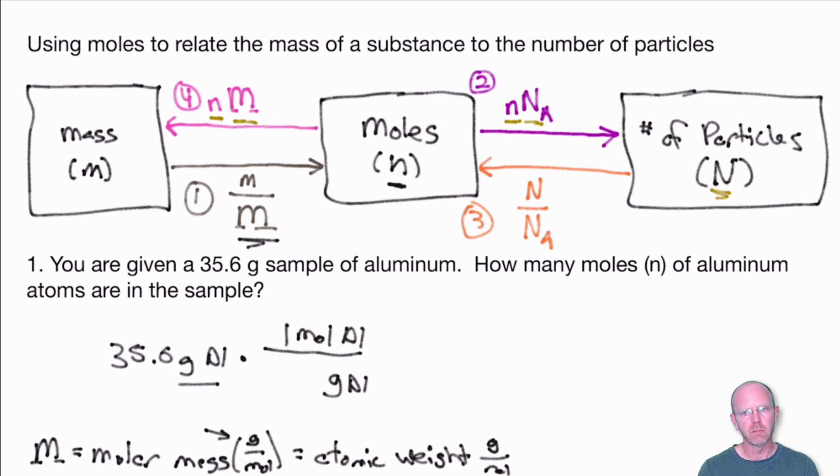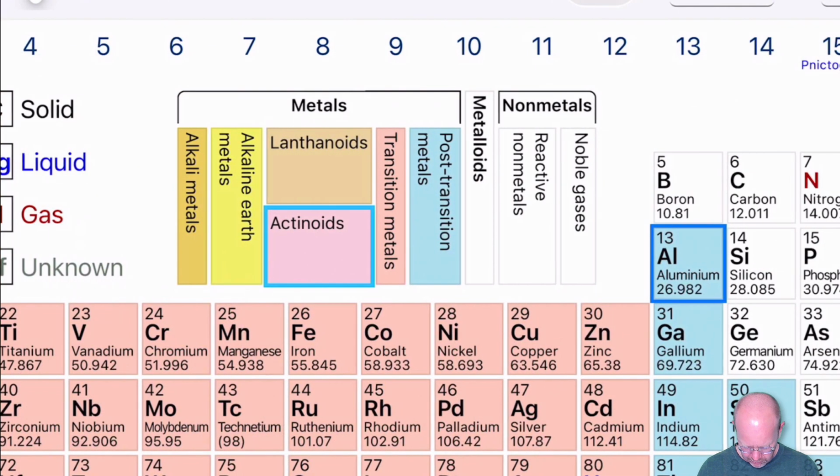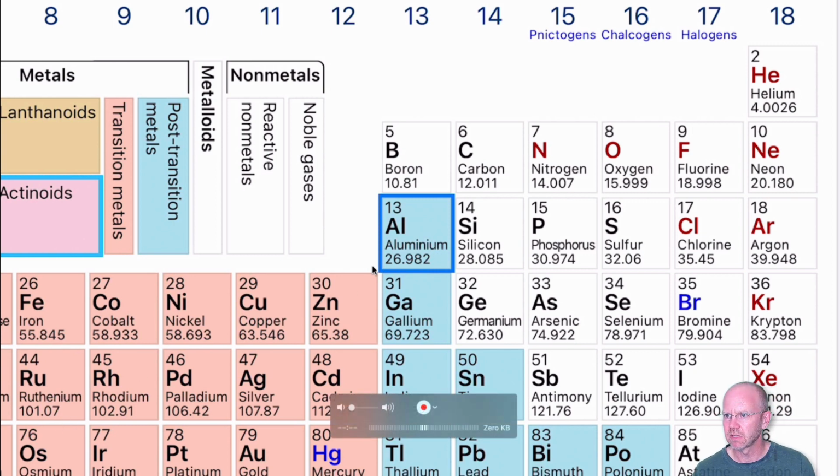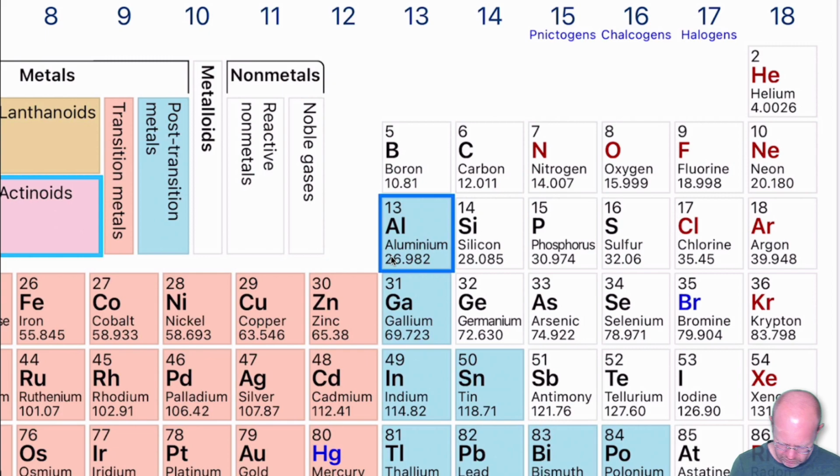So we need that number. Where you find that number is on the periodic table. How many grams of aluminum are there in a mole? So let's take a peek at the periodic table. So here's a periodic table. So it looks like 26.982 grams per mole of aluminum. You can see where I'm looking right here on the periodic table, 26.982. This number right here, that's the molar mass of aluminum, or the atomic weight of aluminum. That's saying the same thing.